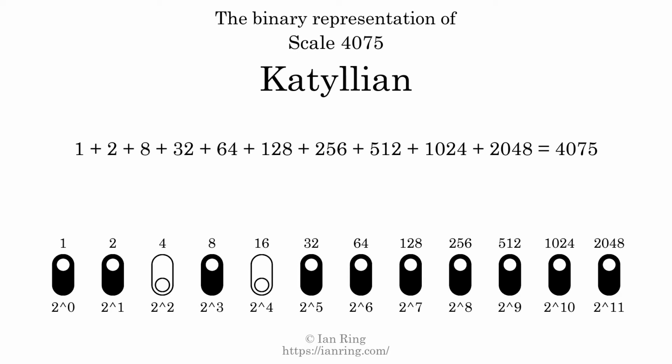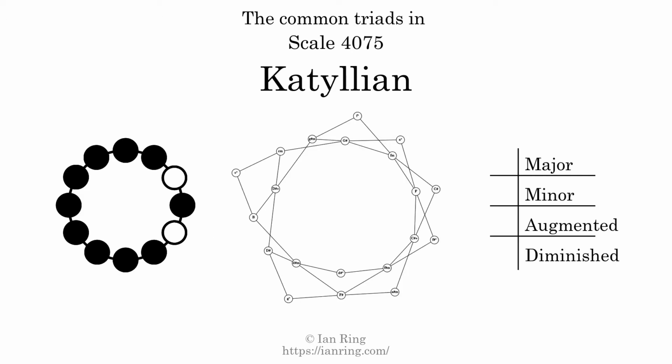The scale number not only enumerates the scale with a unique index, but it also literally describes the tonal content of the scale. Represented as a binary number in base 2, the scale number is 1111111101011. Here are the common triads present in this scale.